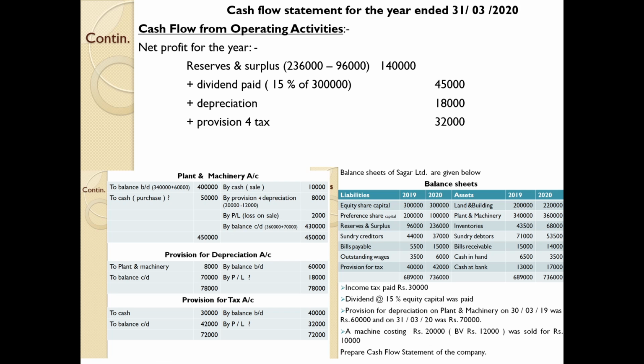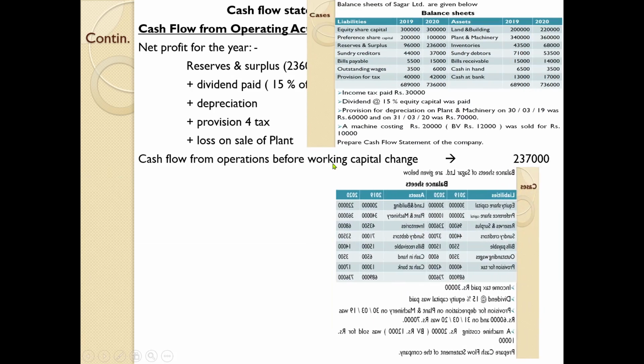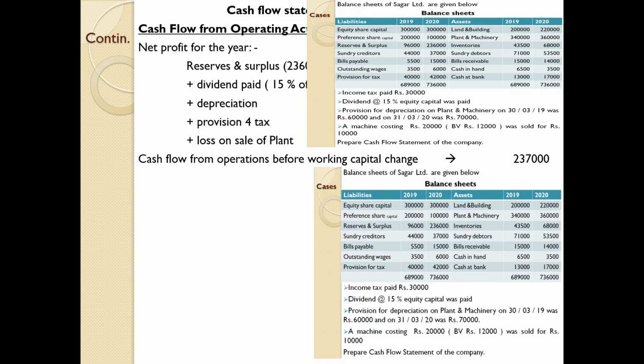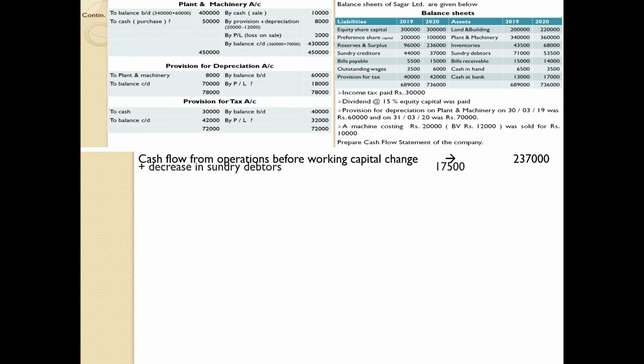Next one, provision for tax by P&L, 32,000. Loss on sale of machinery, 2,000. So you have got cash flow from operations before working capital changes. And after that, you need to consider all those working capital change items, such as increase or decrease in current assets and increase or decrease in current liabilities.